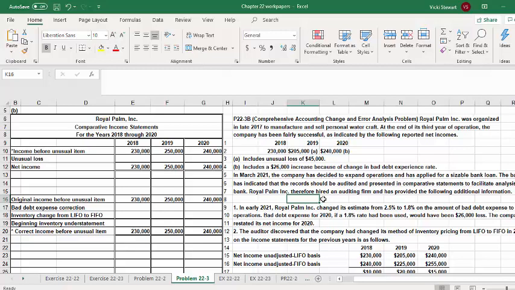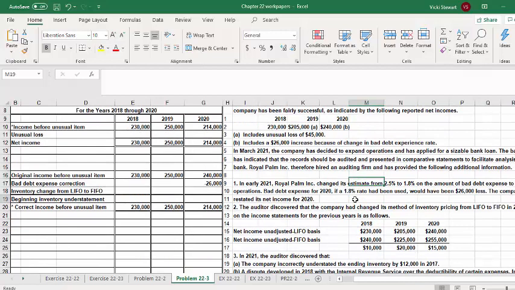So we know that they had included a $26,000 increase in the income that they had reported for 2020 of $240,000. So we need to subtract that amount to take it back to the original amount at 2.5%, because they made the expense less at 1.8%.